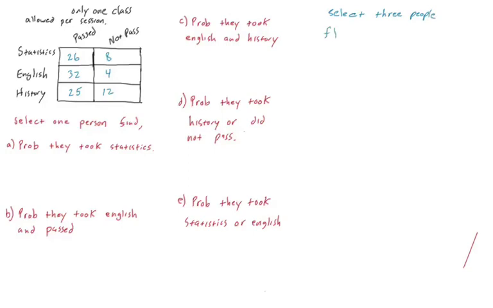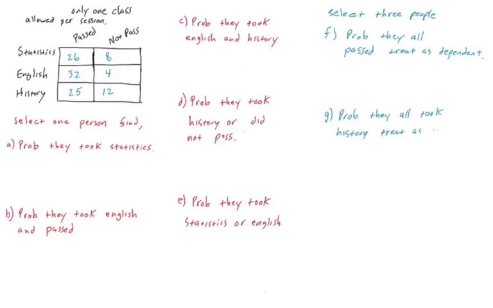And then here's a few more. And I changed problem D right there if you didn't catch that. It's an or, did not pass. Let's leave it as an or. Let's just write all of these up here. So what if we selected 3 people, the probability they all passed, and we're going to treat that as dependent, and then the probability they all took history, and let's treat that as independent.